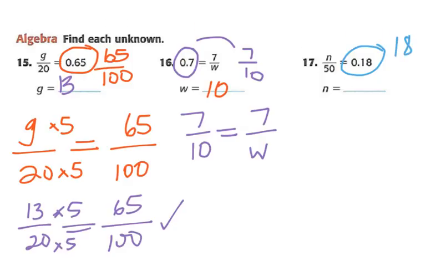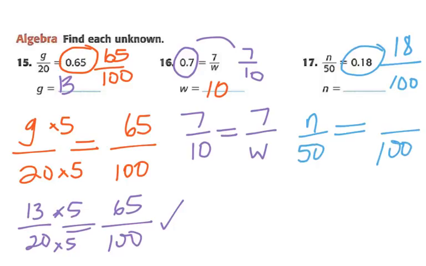0.18 could be read 18 hundredths, so I'm going to write it like a fraction as 18 hundredths. And now I'm going to rewrite it. N over 50 equals, denominator of 100, 18 hundredths. Now how do I get from 50 to 100? Well, I would multiply by 2. So then n, whatever n is, something times 2 equals 18. What are you thinking that you can multiply times 2 to get 18?